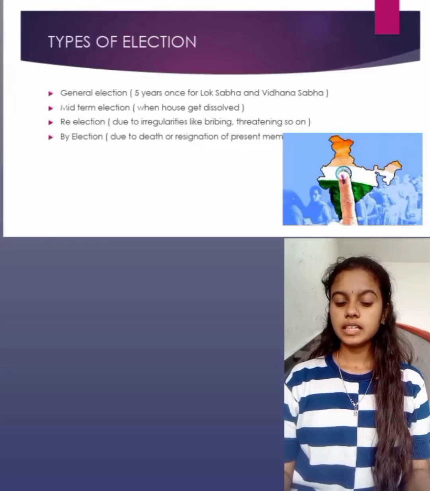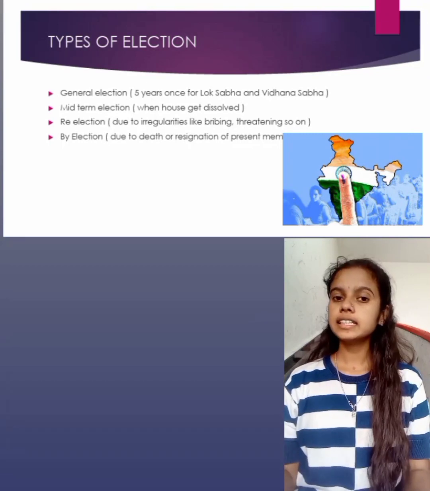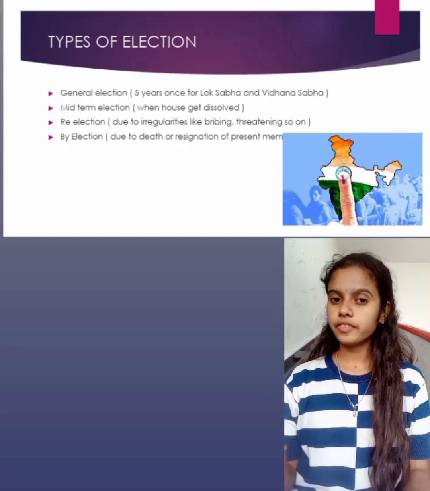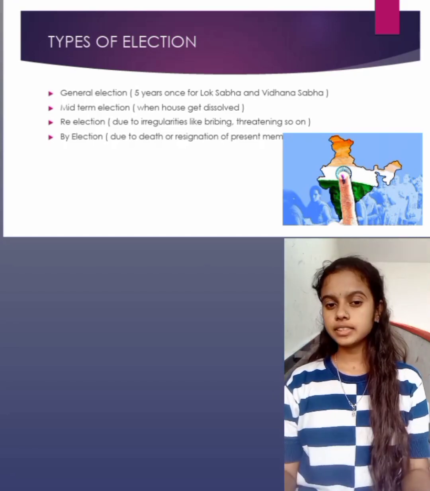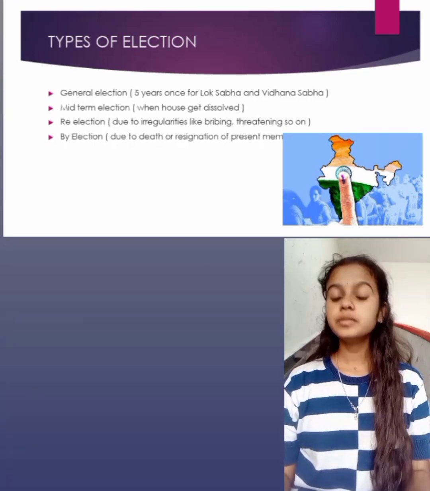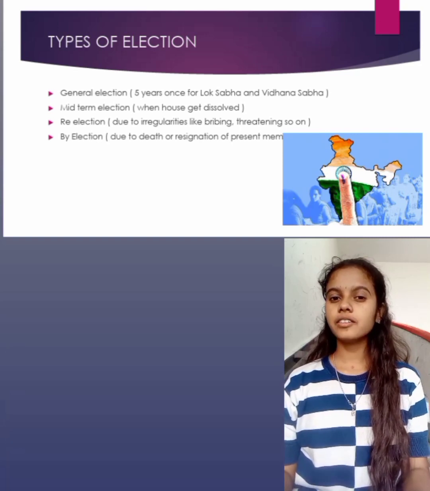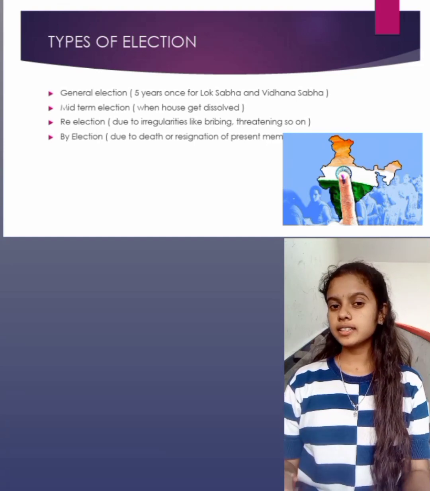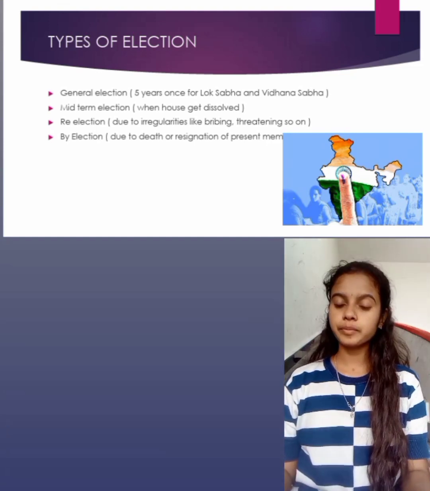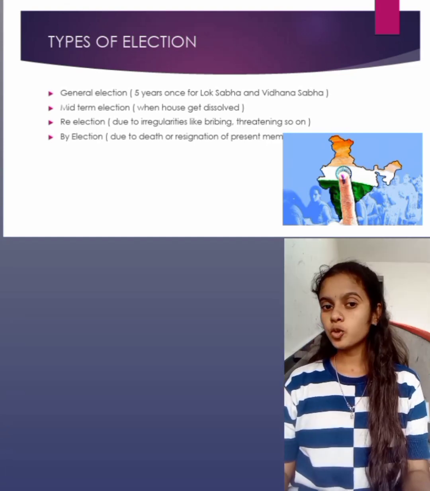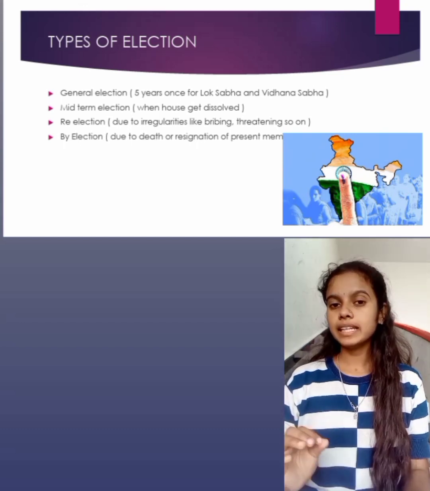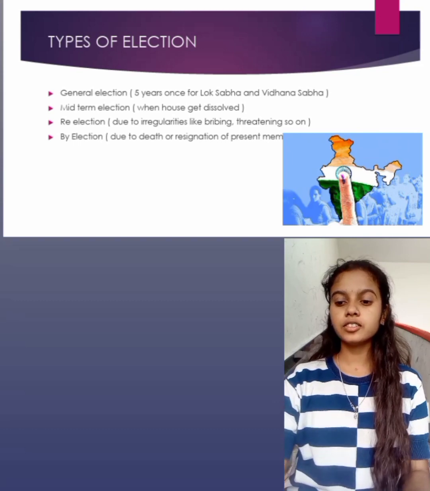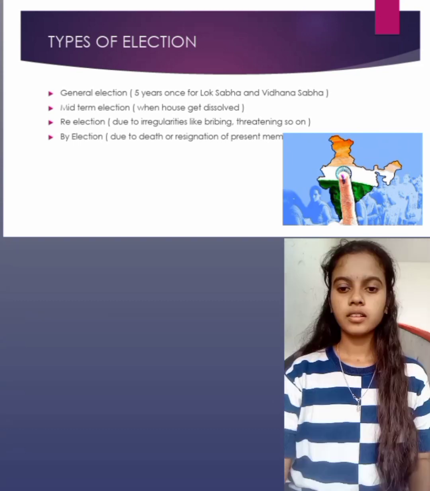In the second slide, I am going to discuss the types of elections. First one is general elections, which will be conducted once in 5 years for the Lok Sabha and the Vidhana Sabha. The next one is midterm elections, which will be conducted when the House gets dissolved. The third one is re-election, due to irregularities like bribing, threatening, and so on. And the last one is by-election. This will be conducted due to the death or resignation of the present member.